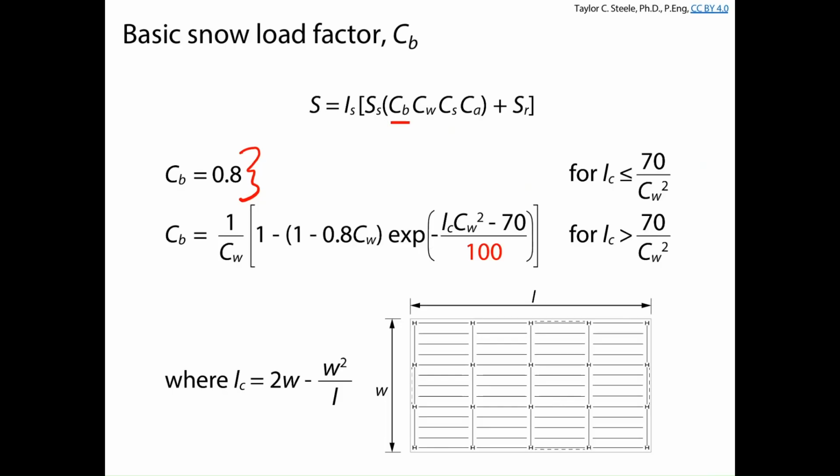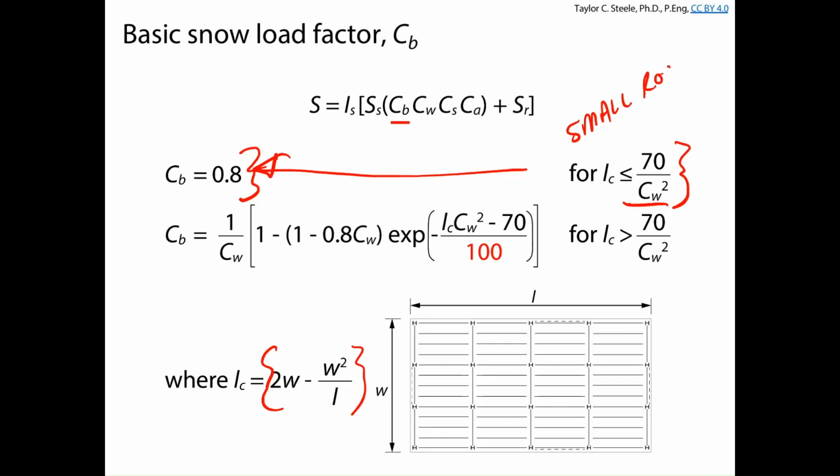So how this is determined is through this characteristic length. They call it LC. And what LC is, 70 divided by CW. Or sorry, no, it's 2 times the short width of the structure minus the short width squared divided by the long length of the structure. And if it's less than 70 divided by our wind exposure factor squared, then we get to use our 0.8. This would be the defining line for what would be called a small roof. So for small roofs, CB is 0.8, as defined by this characteristic length LC.